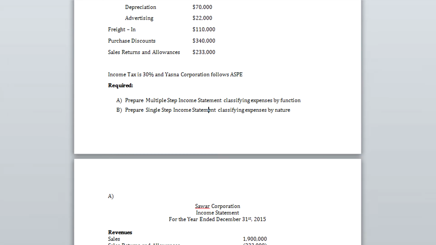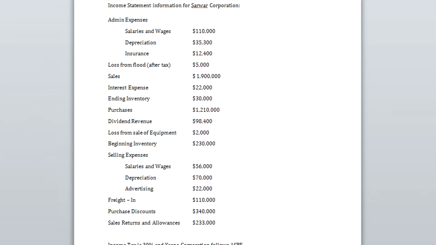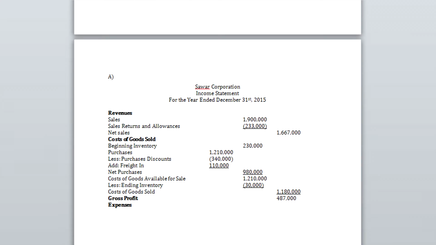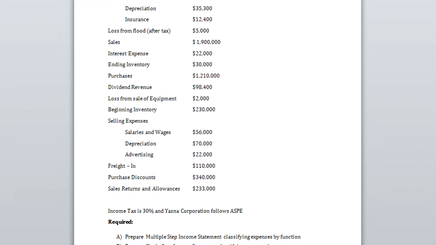And if we remember from the question, it's asking us to classify it by function. Okay? Classifying it by function means that we're going to classify it by selling expense and admin expense. So, thank God, right? It's actually organized perfectly here for us. Because that's by function, right? By admin and selling. We're separating it between the two functions. So, we'll do selling expense first.